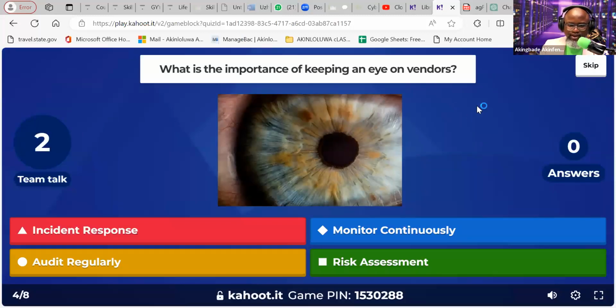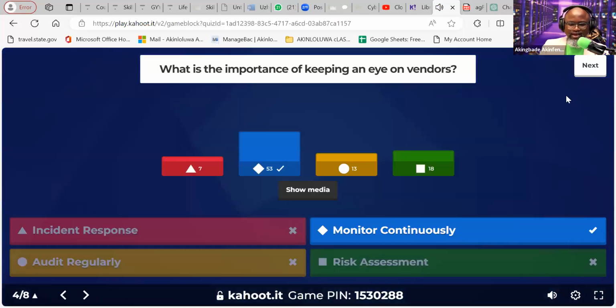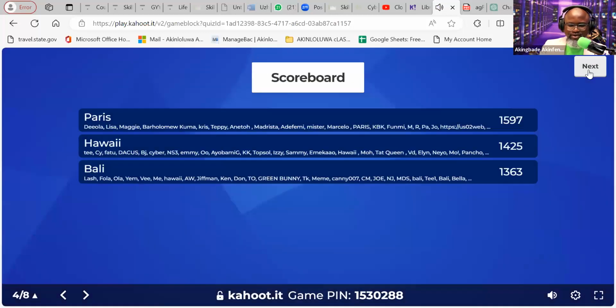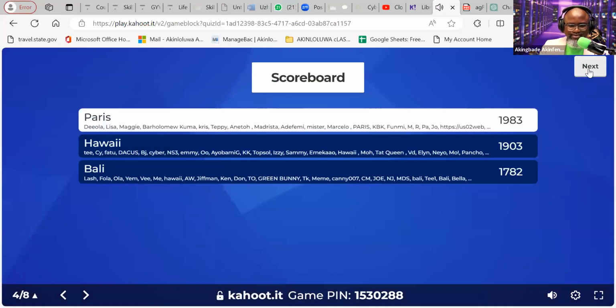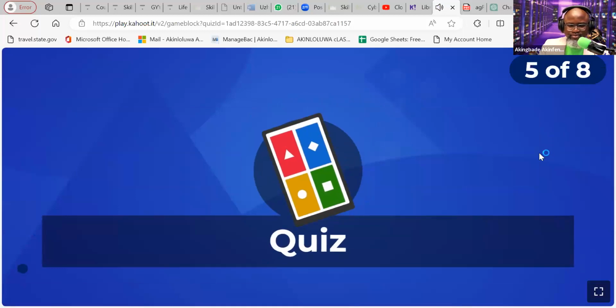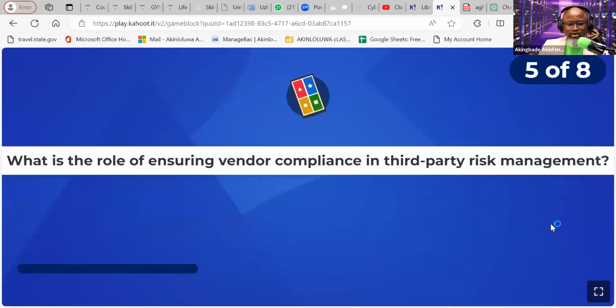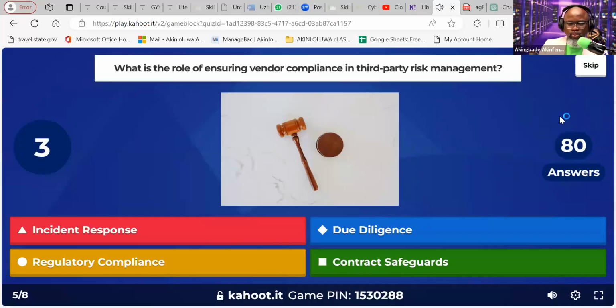What is important of keeping an eye on vendors? Why do we think it's important to keep an eye on vendors? Thank you all for joining. For my new folks joining, we're out of it in a few minutes and we'll get into AI prompting. Good job. Monitoring of calls. All right, we're almost done for folks. What is the role of ensuring vendor compliance in third-party risk management? Why do you think it's important?